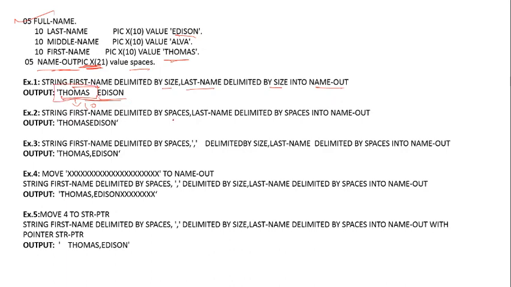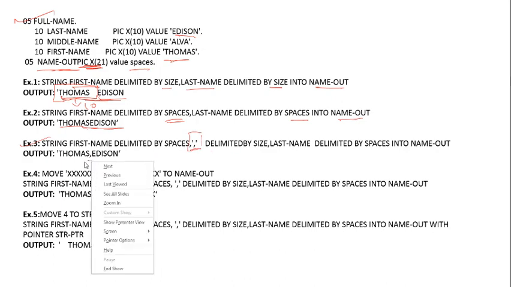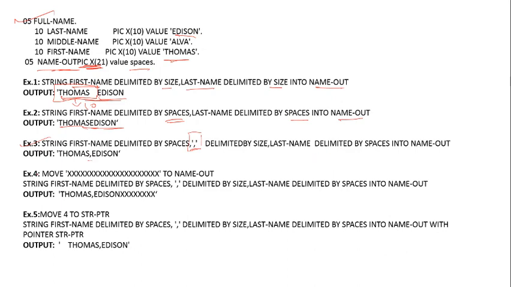String first name delimited by space, last name delimited by space into name out, so delimited by space means it will come without any gap, Thomas Edison, simple. And example 3 is string first name delimited by space and comma is also given as delimiter, so comma will be given preference, so comma will come there and last name will come there.